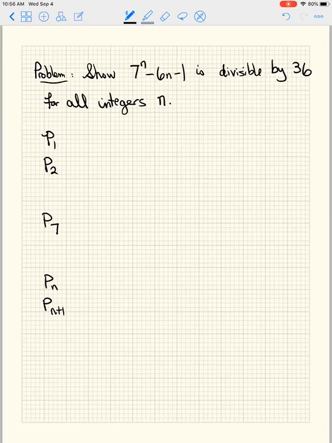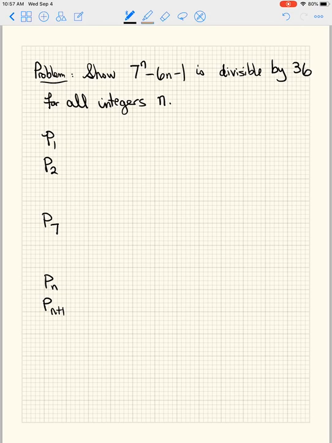Alright, welcome. I wanted to make a video doing a problem similar to one in the book about using induction to prove divisibility results. So this is a problem, I think it's 1.7 in the book, and the problem says to show that 7 to the n minus 6n minus 1 is divisible by 36.